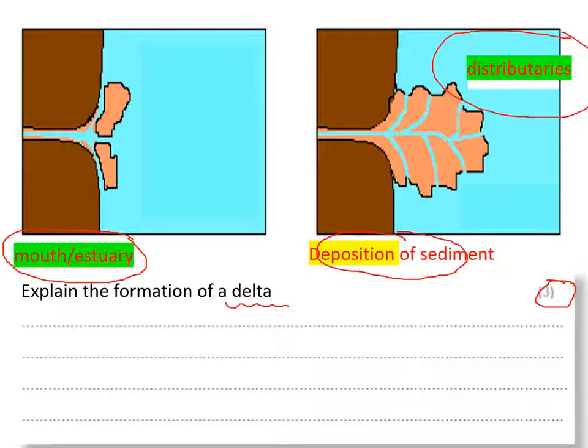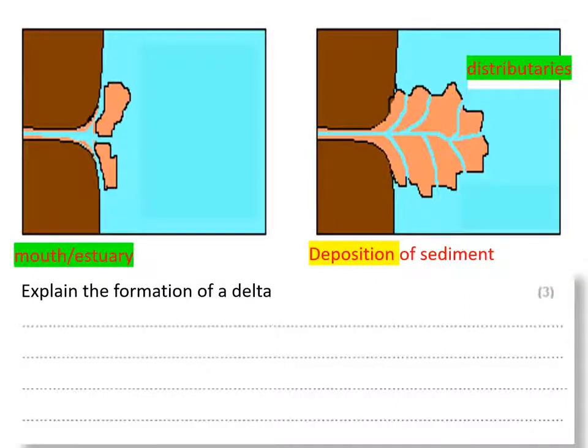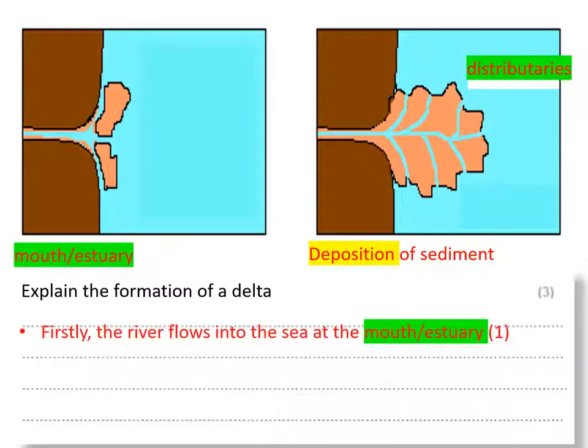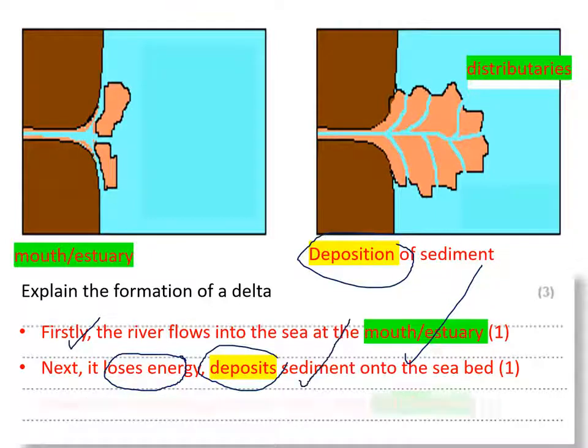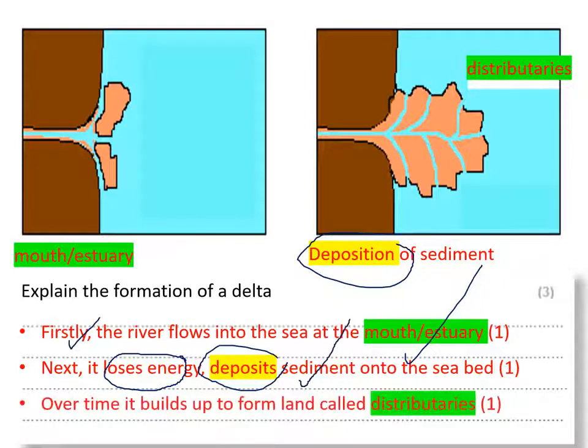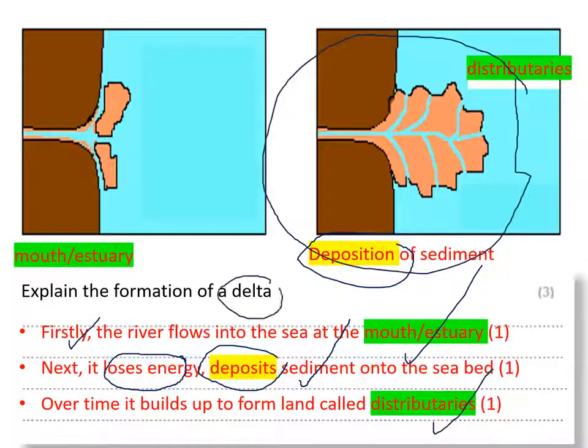Pause the video, give it a go. And the answer is, firstly, the river flows into the sea at the mouth estuary. We've got the word firstly in there. Next, it loses energy. That explains why this happens. It loses energy. The elderly person at the bus stop drops off the bags. Deposit sediment onto the seabed. Here's the important bit. This forms land called distributaries, and all of the distributaries together are called a delta. Mark it and green pen what you didn't get correct.